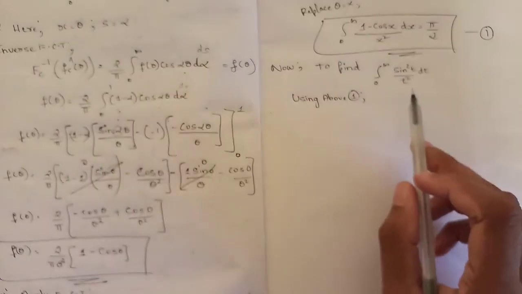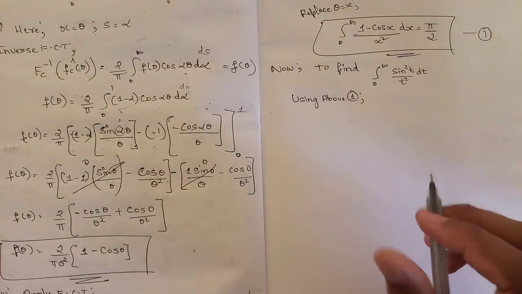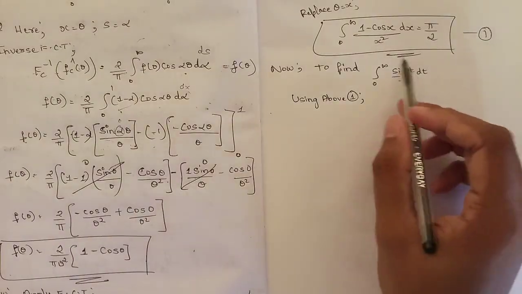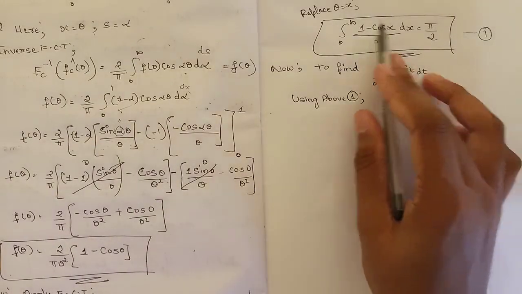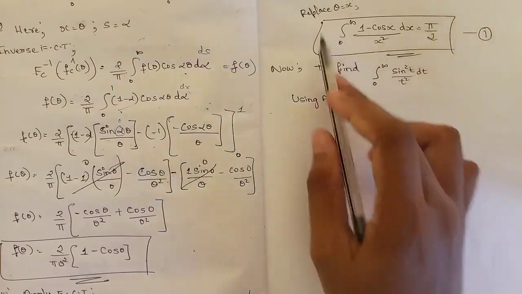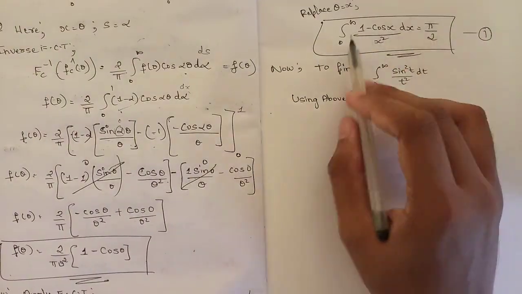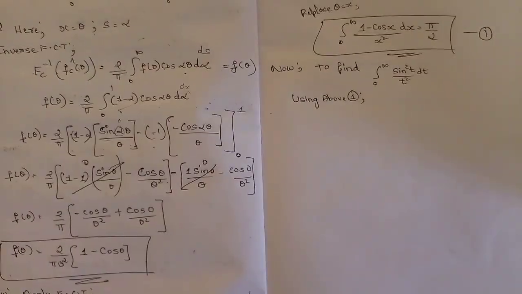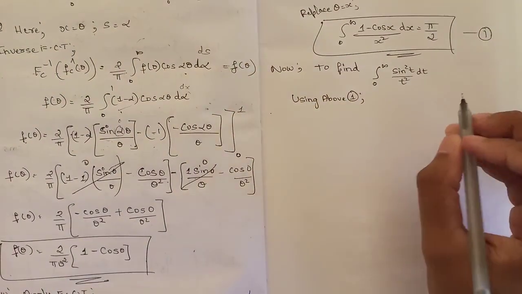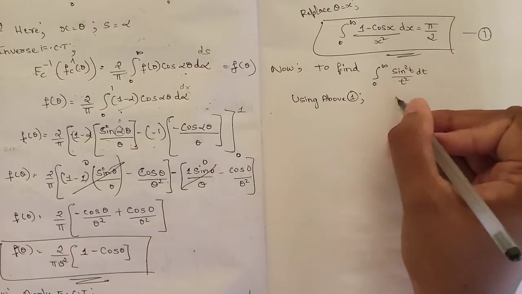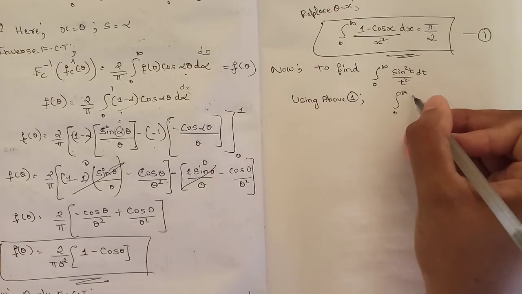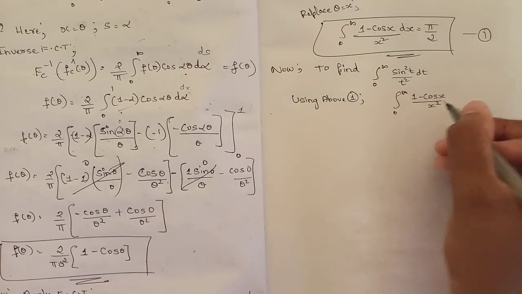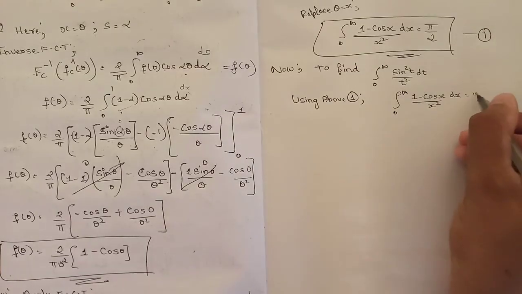So now we need to find the second case, that is sin square t by t square into dt. Okay, so in order to find this, we need to use the above equation, that is the first case that we have solved. Let's name that equation as 1. So using this equation 1, we need to solve for the second case. What is the first equation? 0 to infinity, 1 minus cos x by x square dx is equal to pi by 2.